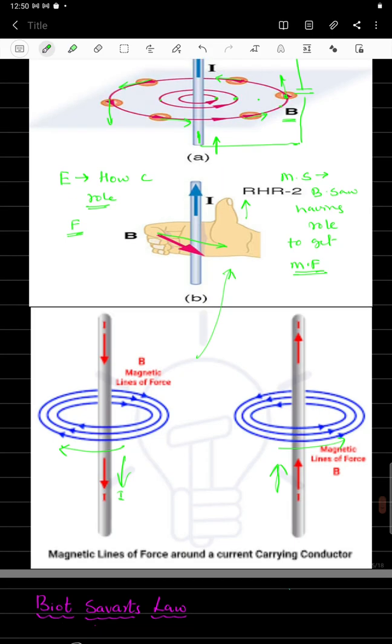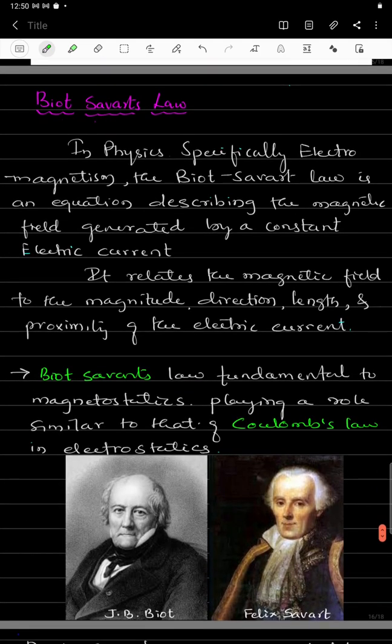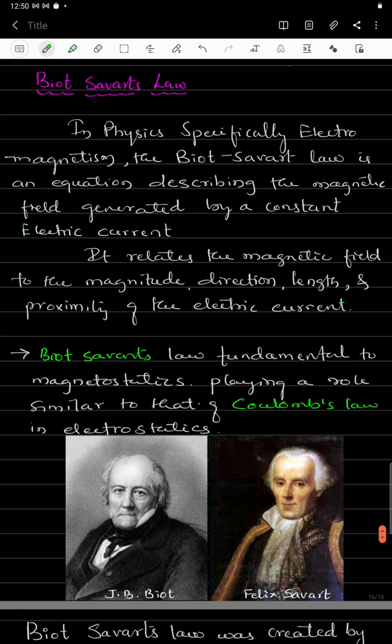We will see this by using the theory explained after Oersted in 1820. So, the Biot-Savart law. There were two scientists, one named Biot and the other Savart. Combining these two scientists' names, the law is called Biot-Savart. In physics, in electromagnetism, the Biot-Savart law is an equation. It describes the magnetic field generated by a constant electric current.